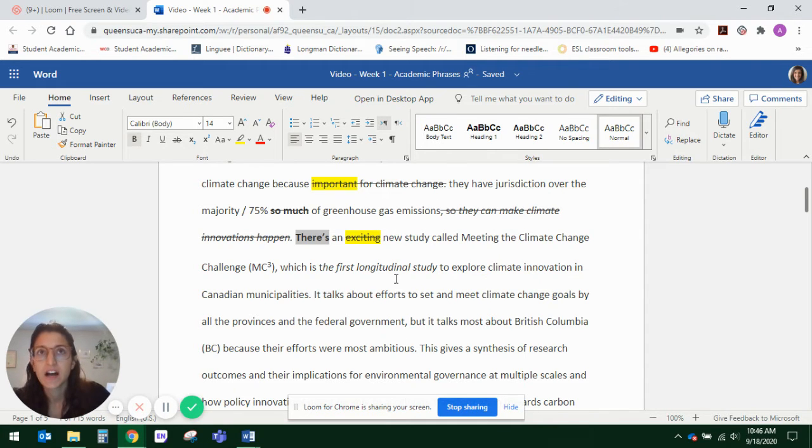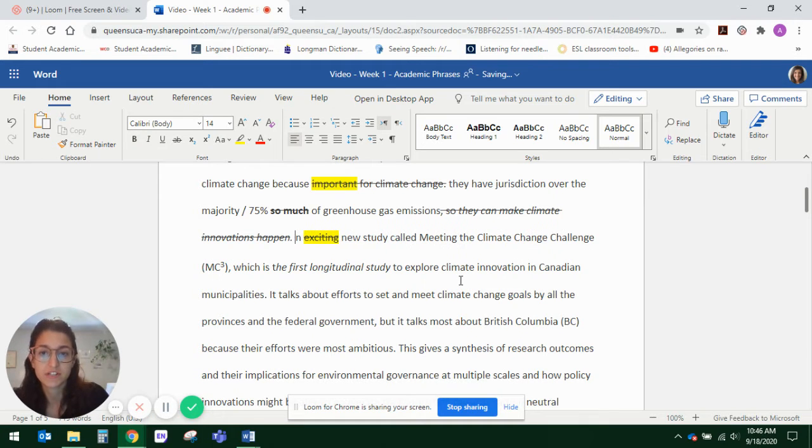Academic writing sometimes will require you to use an opener like there is, or there are, or it is. But this is actually what we call an empty subject, where the there and the it are standing in for nothing in particular. When possible, it's often much stronger to jump right into the thing you actually want to talk about. So I'm going to start my sentence with a new study called Meeting the Climate Change Challenge.